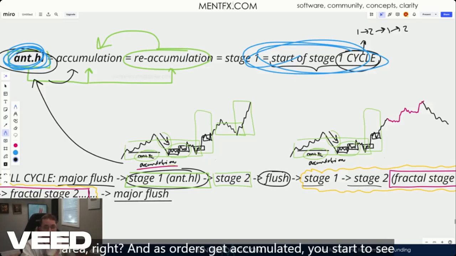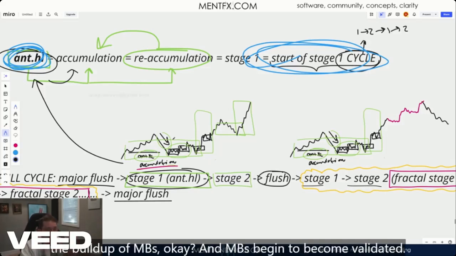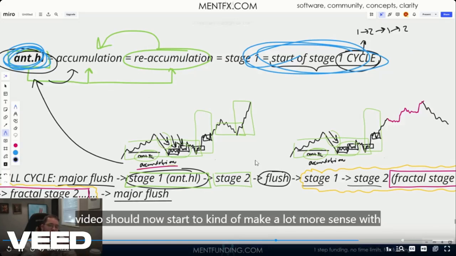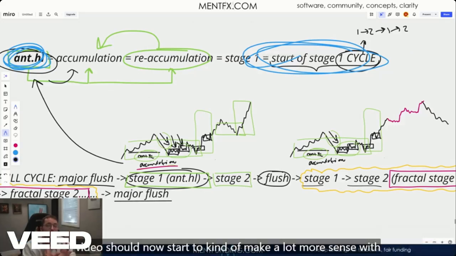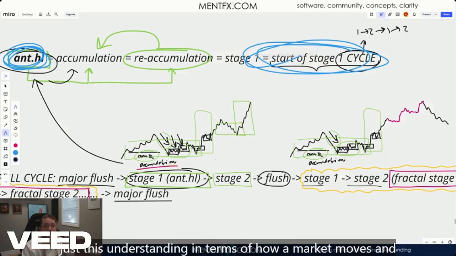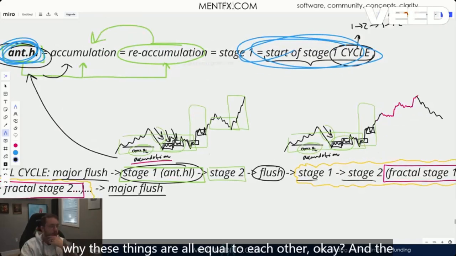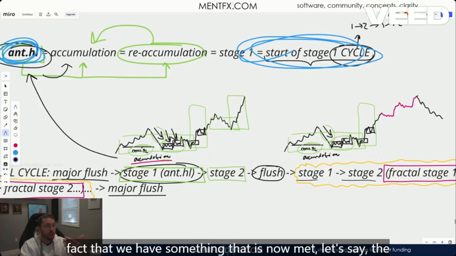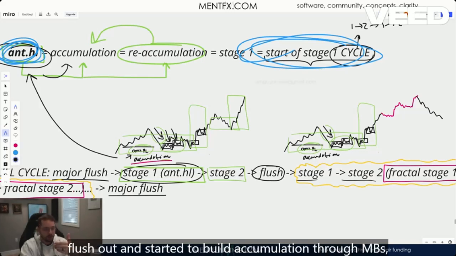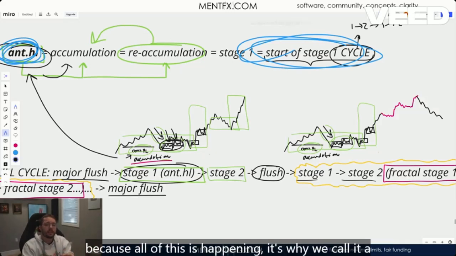And as orders get accumulated, you start to see the buildup of MBs, okay? And MBs begin to become validated. So everything we spoke about in the last video should now start to make a lot more sense with just this understanding in terms of how a market moves and why these things are all equal to each other. Okay, and the fact that we have something that is now met, let's say the anticipation of the higher low rule, price having held the flush out and started to build accumulation through MBs, because all of this is happening, it's why we call it a stage one.